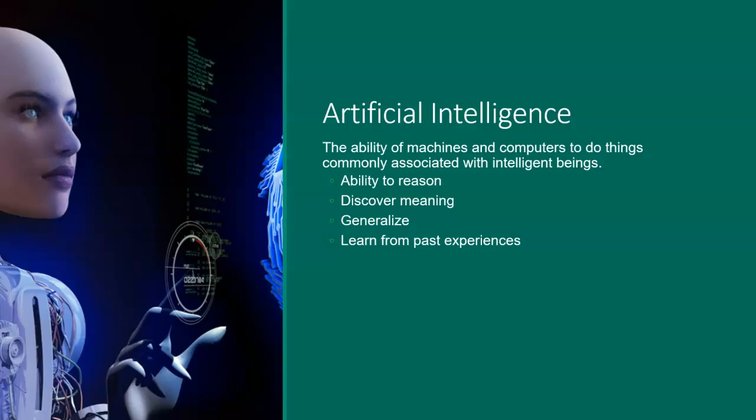As you move through college and you move on to the universities, they're cracking down on the use of AI. So I advise you guys to use AI to help provide a broader understanding of a concept, but for you to expand on that concept with your own understanding. Artificial intelligence is the ability of machines and computers to do things commonly associated with intelligent beings. They are trying to make them have reasoning, discover meaning, generalize and learn from past experiences.